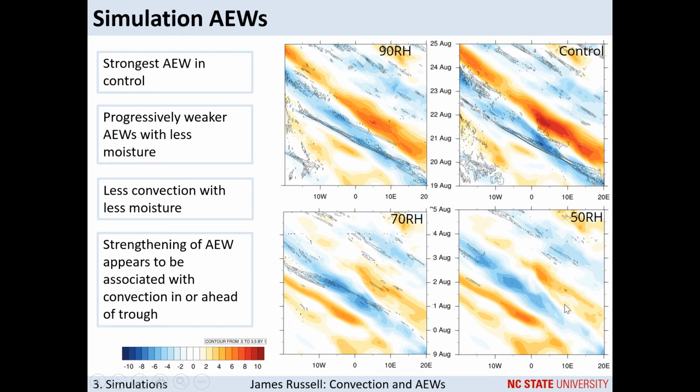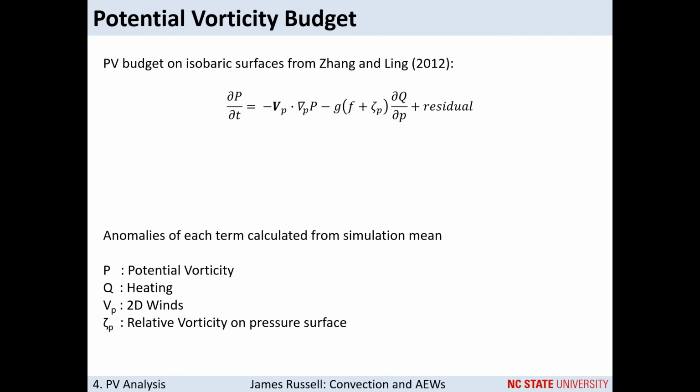And so you can see here that we've got an association between less convection or less moisture and a weaker African easterly wave. And so we have an association, but we need to show that we have causation as well. And so I'm going to do that using a potential vorticity budget. And this is a PV budget on pressure surfaces from Zhang and Ling 2012.